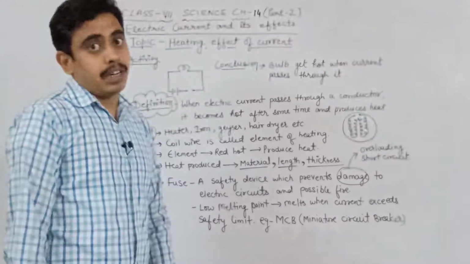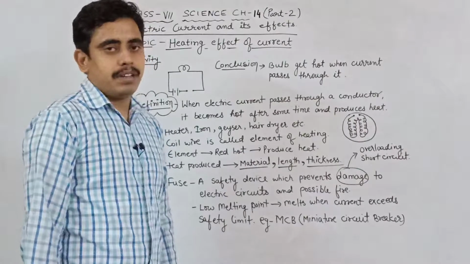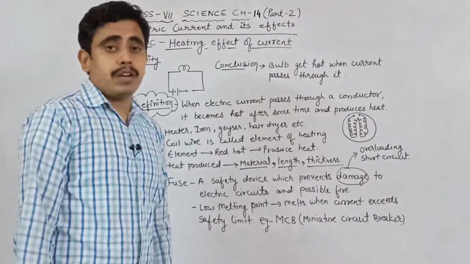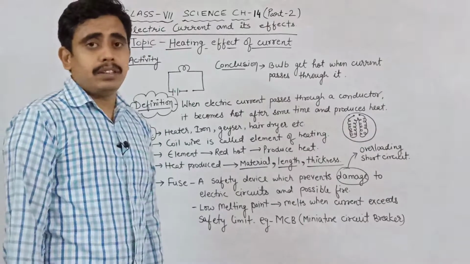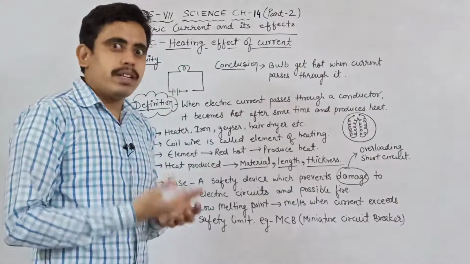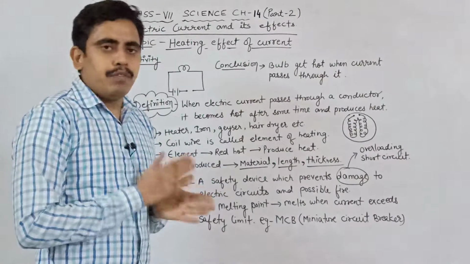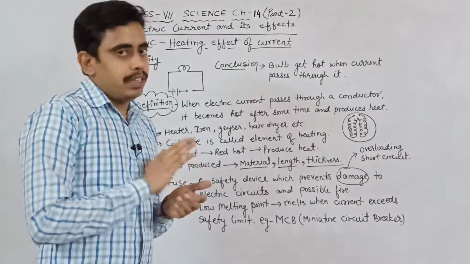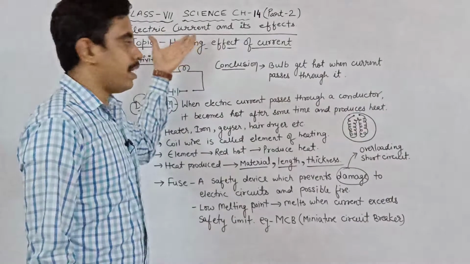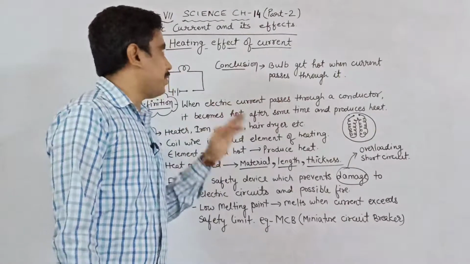In this session, we will continue with the chapter on electric current and its effects. This is part 2 of this chapter. In the previous video, we saw what electric current is, how it flows in an electric circuit, what an electric circuit is, and what the components of an electric circuit are. Now we will see what the effects of electric current are.